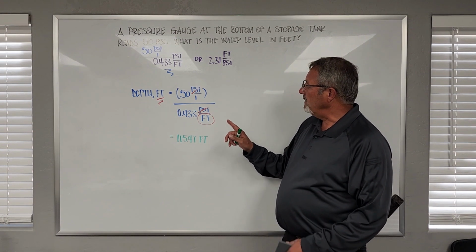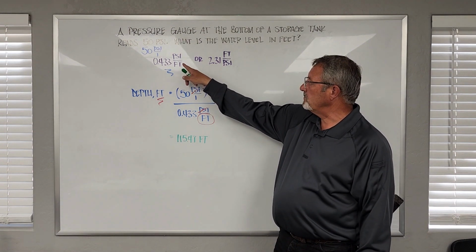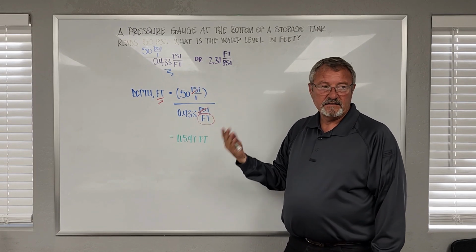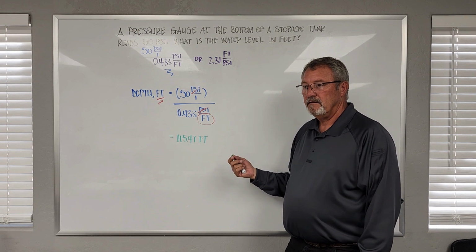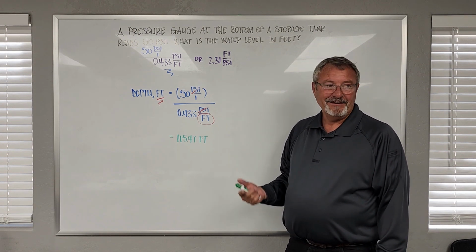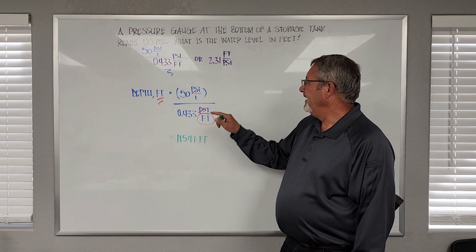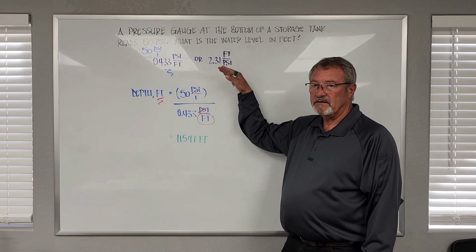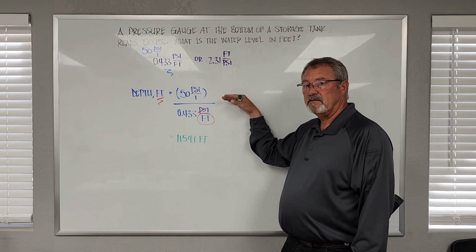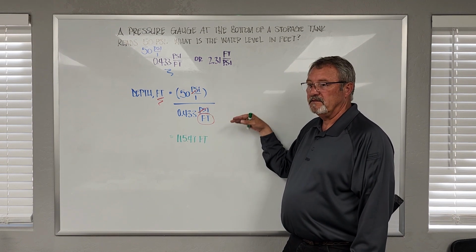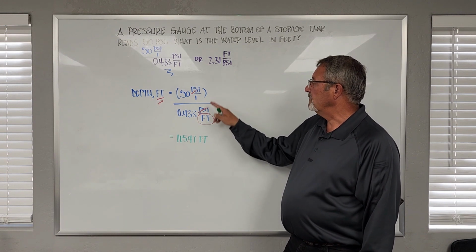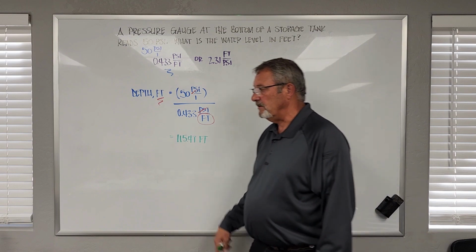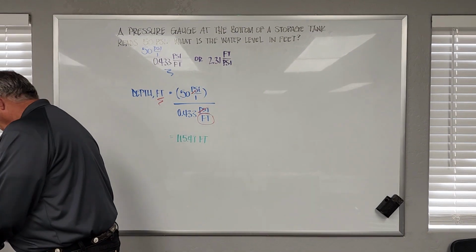Now, if I had taken my conversion factor, 0.433 PSI per foot, and divided it by 50, I would have gotten something like 0.0008, which is a mistake that I've made before. And it just doesn't make sense. And because we're writing this down, because we're following these steps, we can go back, retrace our steps, and determine where I made the mistake. So in this case, we're doing 50 PSI over 1 divided by 0.433 PSI per foot gives us 115.47, which is the correct answer.